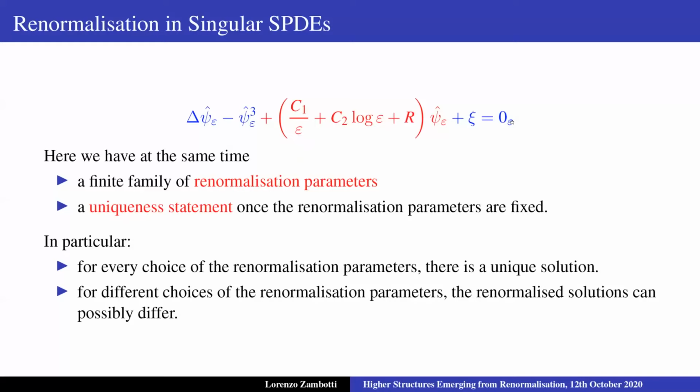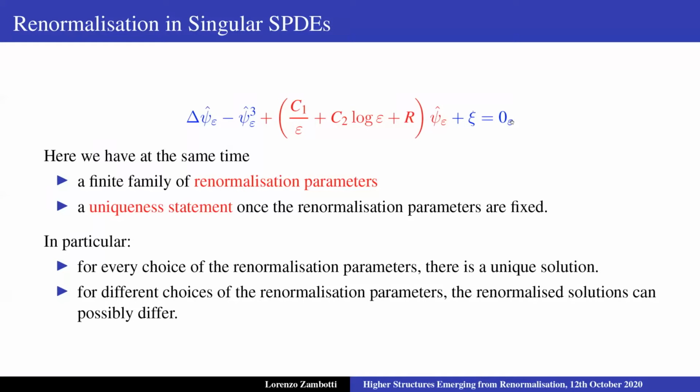So let me summarize, or maybe stress an important point. Here we have a finite family of renormalization parameters. In this case, this is R. So it is not C1 or C2, which are fixed, but it is R that you can choose. It can be 0, it can be 10, it can be minus square root of 2. So on one hand, you have a plurality of solutions because R acts on the possible solutions, but at the same time, you have a uniqueness statement once the renormalization parameters are fixed. So this is the uniqueness I was mentioning before.